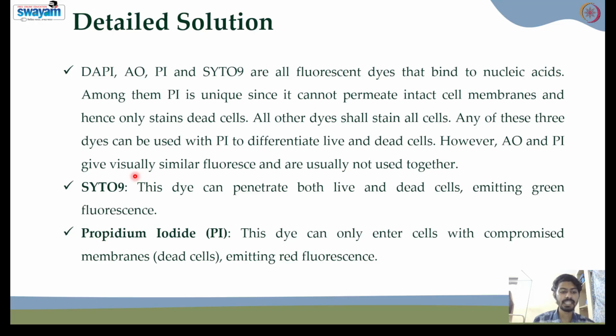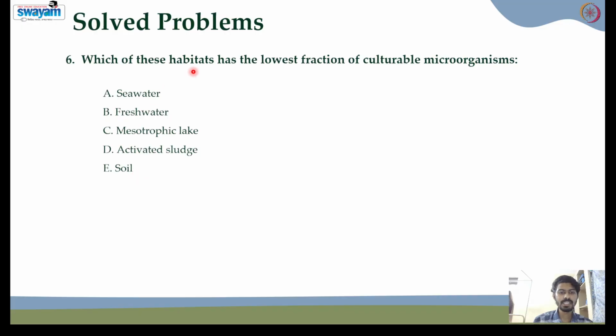So we will see the next question. Which of these habitats has the lowest fraction of culturable microorganisms? Option A, seawater. Option B, freshwater. Option C, mesotrophic lake. Option D, activated sludge. And option E, soil. So among these habitats, which has the lowest fraction of culturable microorganisms?